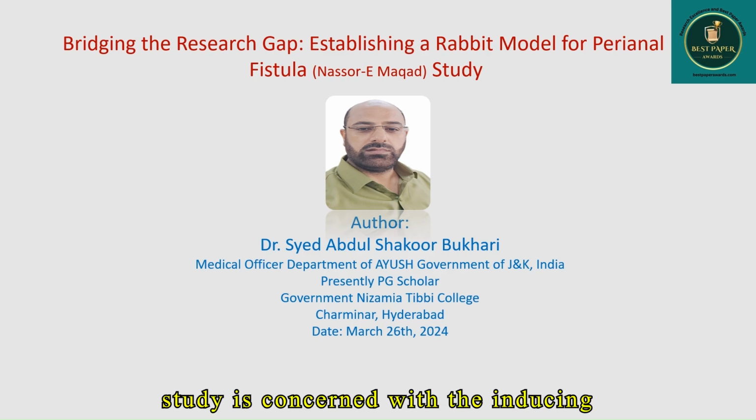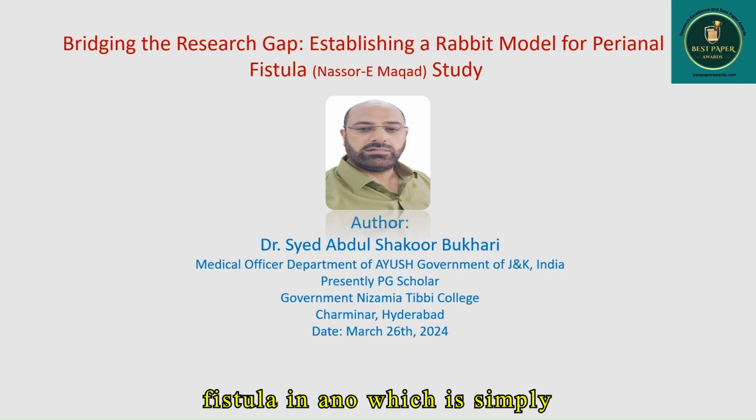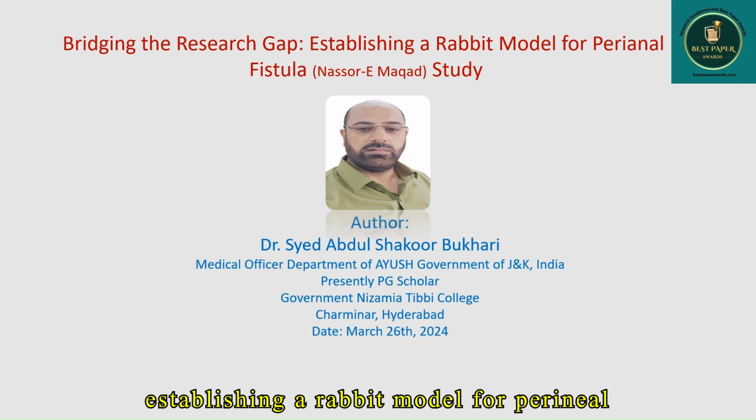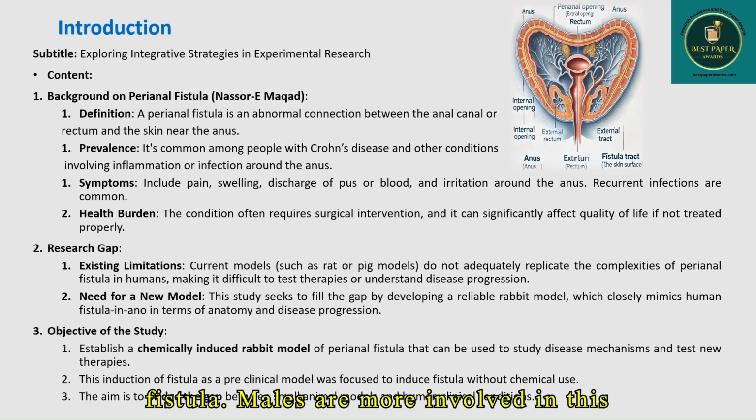As we know, my study is concerned with inducing fistula in ano, which is simply establishing a rabbit model for perineal fistula. Males are more involved in this disease as compared to females. A cohort study has revealed a higher prevalence of fistula among males under 16 years of age, predominantly with a disease duration of less than a year, especially among men. One out of every five patients with an anorectal abscess is prone to develop this disease.